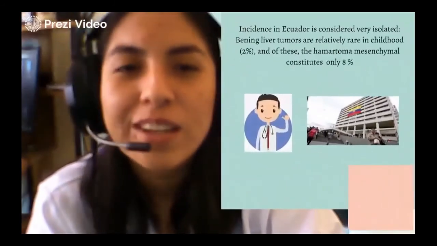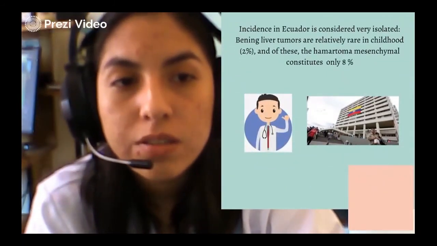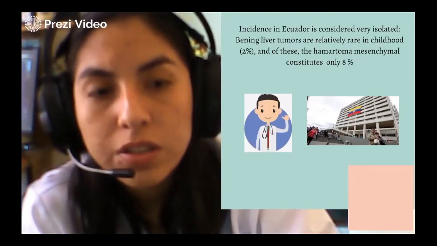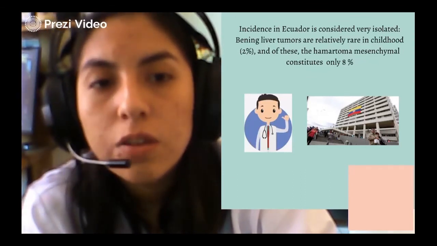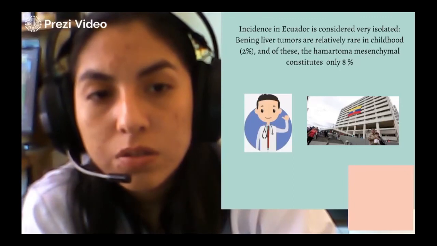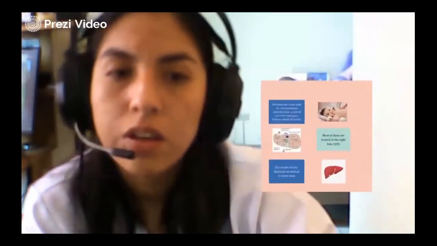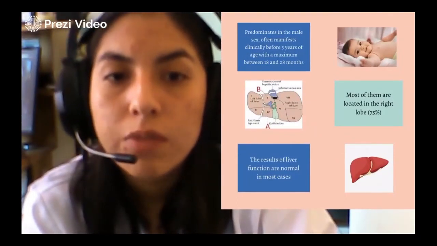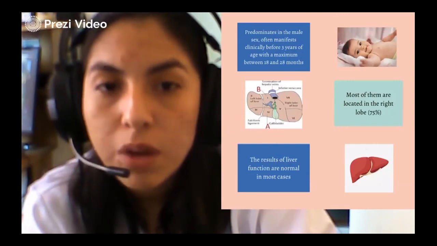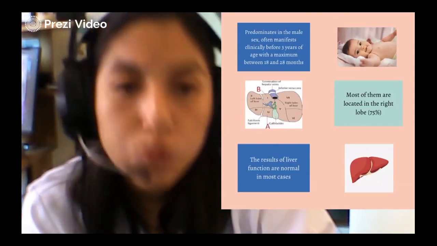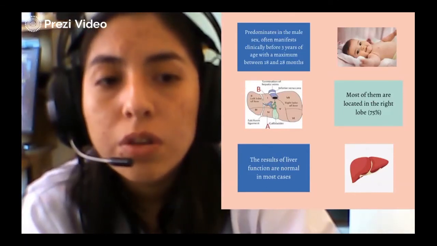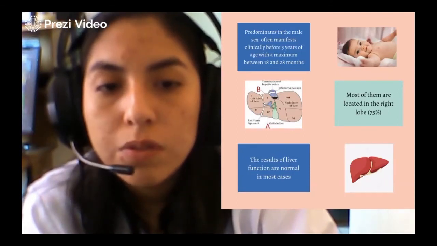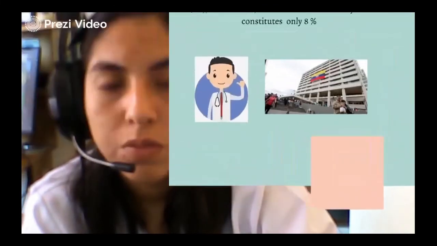Issue applied in Ecuador. Incidence in Ecuador is considered isolated, as liver tumors are relatively rare in childhood, just 2%, and of these, the mesenchymal hamartoma constitutes only 8%. It predominates in the male sex and often manifests clinically before 3 years of age, with a maximum between 18 and 28 months. Most of them are located in the right lobe, 75%, and the results of liver function are normal in most cases.